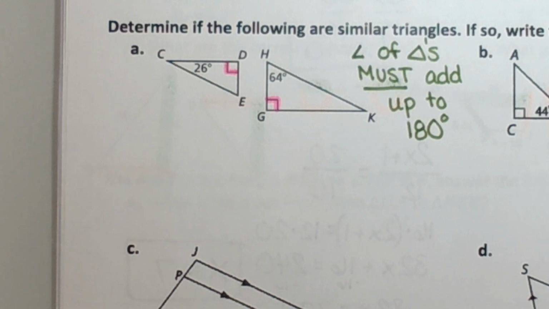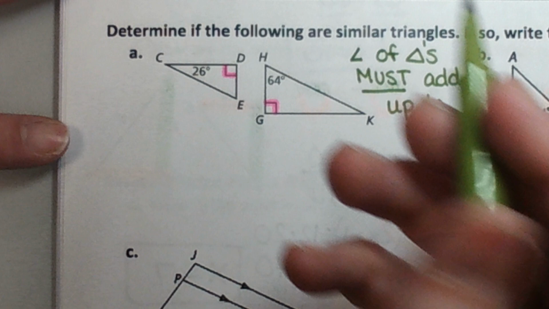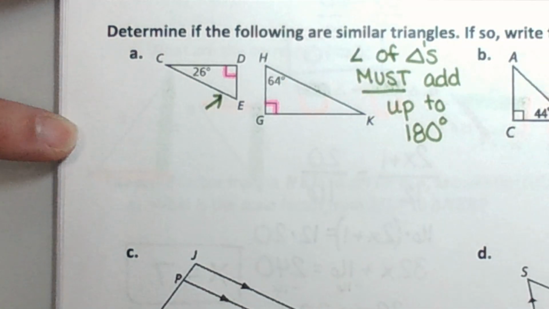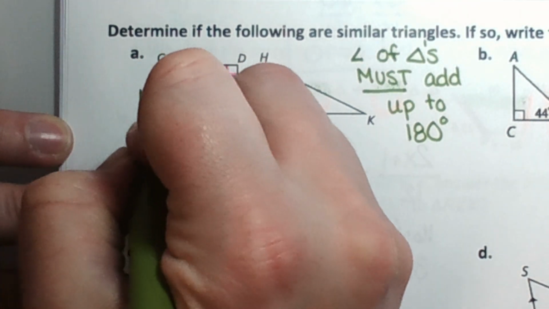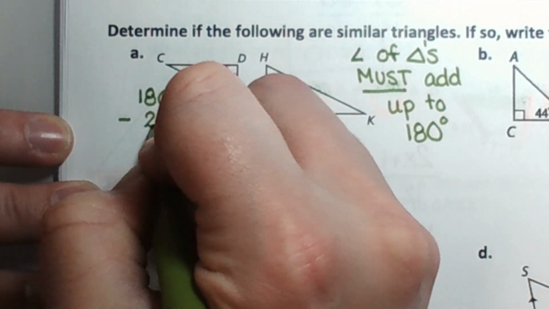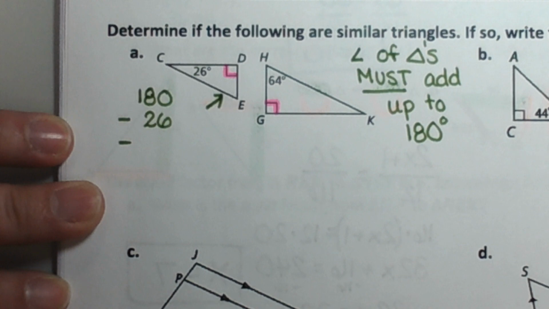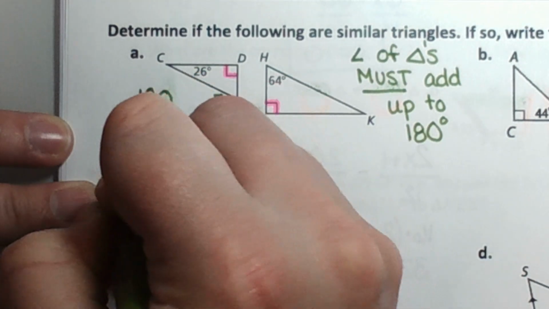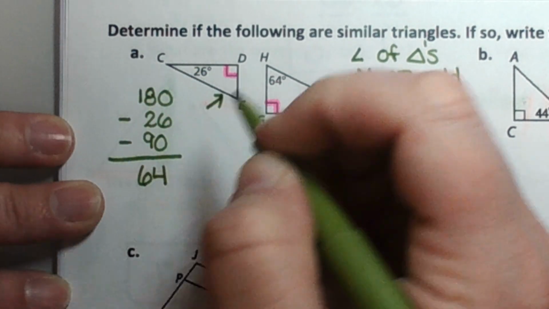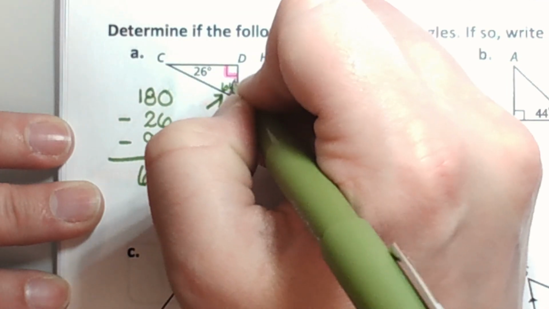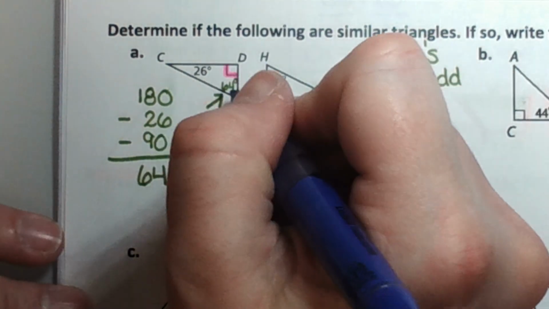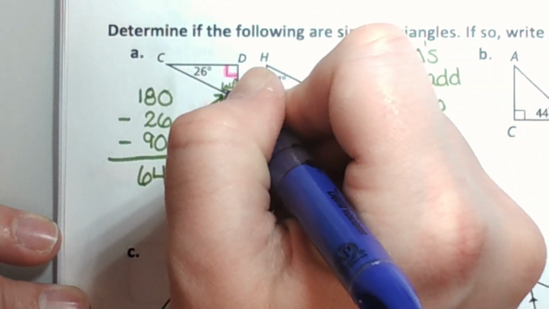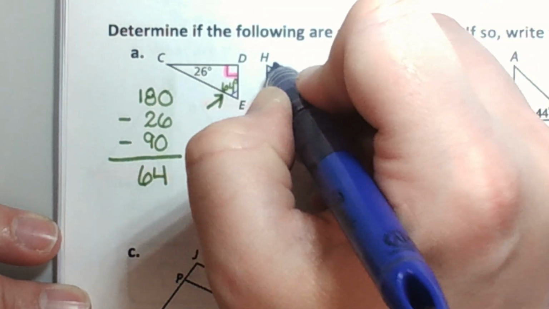So, if angles must add up to 180, how could I find that missing one? Yep. So 180 minus the 26 minus the 90. And we get 64. That is a 64-degree angle. Which means angle E is congruent to angle H.